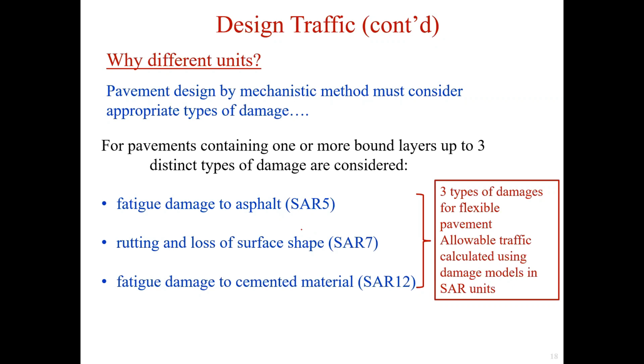However, for pavements containing one or more bound layers, up to 3 distinct types of damage are considered: the fatigue damage to asphalt SAR5, the rutting and loss of surface shape SAR7, and fatigue damage to cemented material SAR12. They are the allowable traffic calculated using the damage models in SAR units.